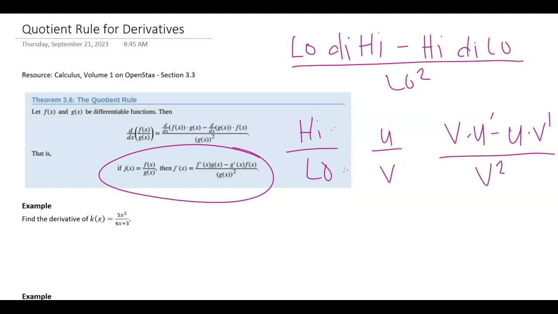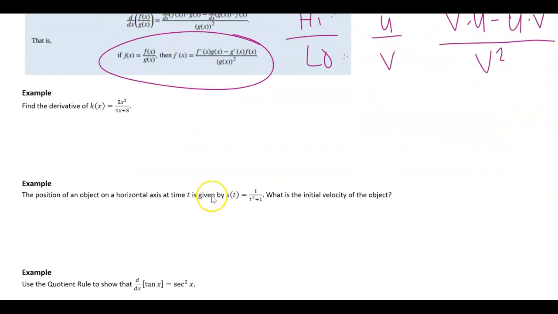Let's look at an example right here. So I have 5x squared over 4x plus 3. Now I could divide this out with long division. That's not really going to change the fact that I'm going to end up having a rational function. So you can do that, but it's not really going to get you anywhere, okay?